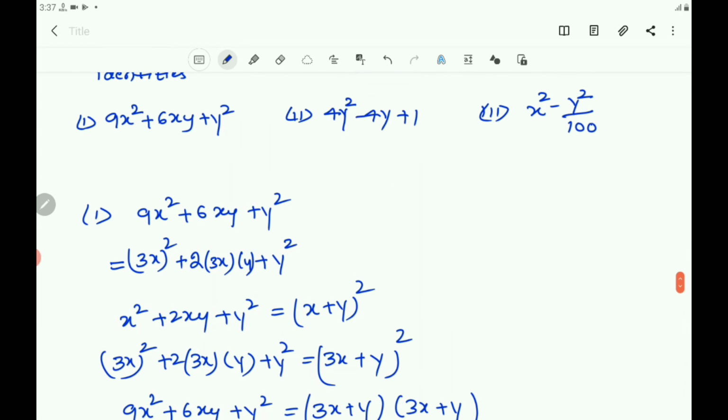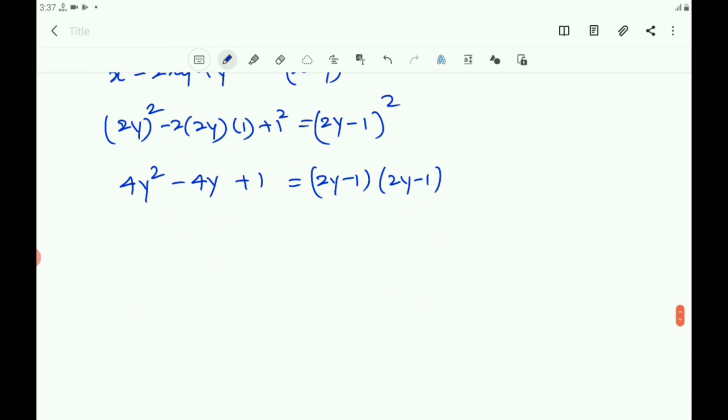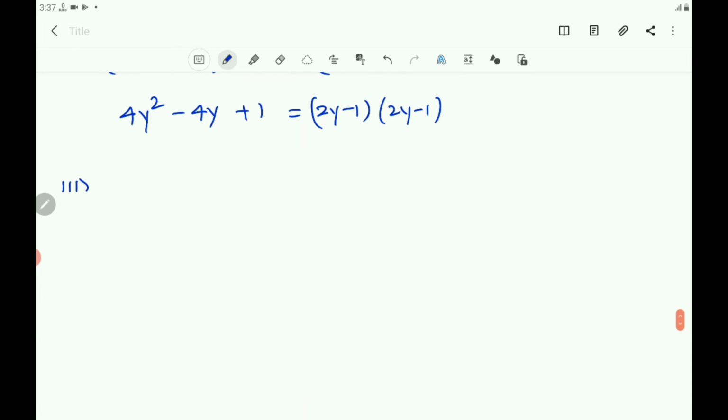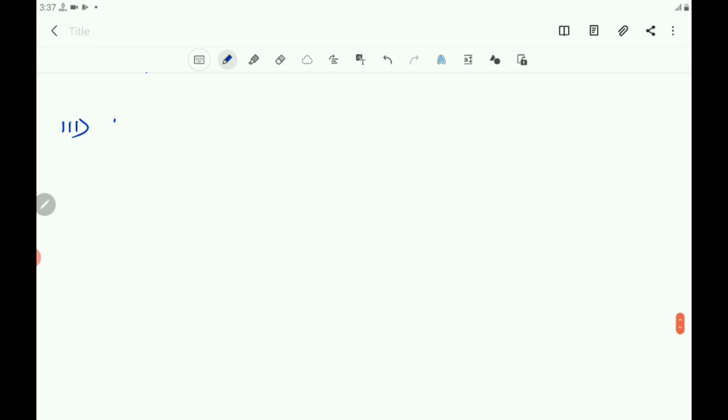Then the third one, x² − y²/100. Third one you write x² − y²/100. And you can express this in the form of x² − (y/10)². y²/100 is the square of y/10. And it is in the form of x² − y², which is a product of (x + y) into (x − y). The factors of x² − y² are (x + y) into (x − y).